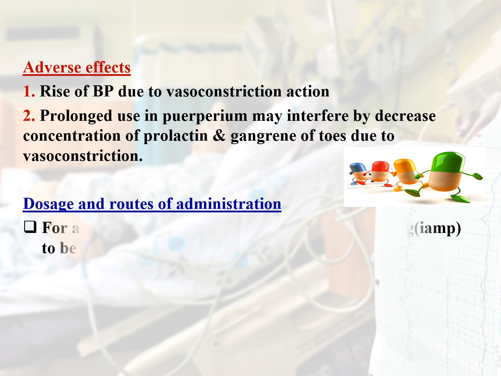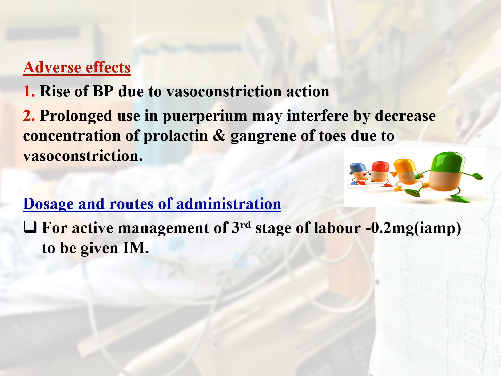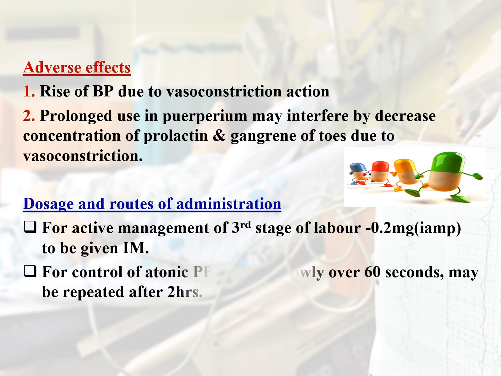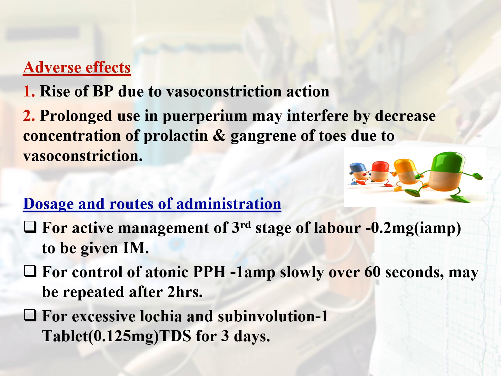The dosage and routes of administration. For active management of third stage of labor, 0.2 milligram to be given intramuscularly. For control of atonic PPH, one ampule slowly over 60 seconds may be repeated after 2 hours. For excessive lochia and subinvolution, one tablet, which is 0.125 milligrams, 3 times a day for 3 days.